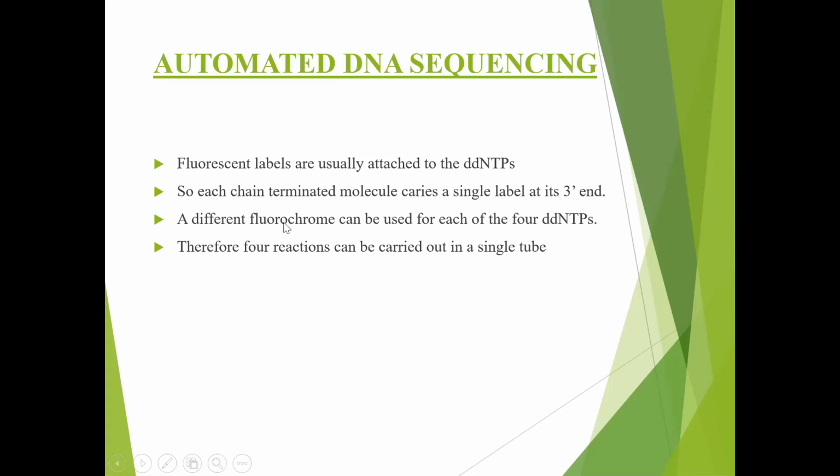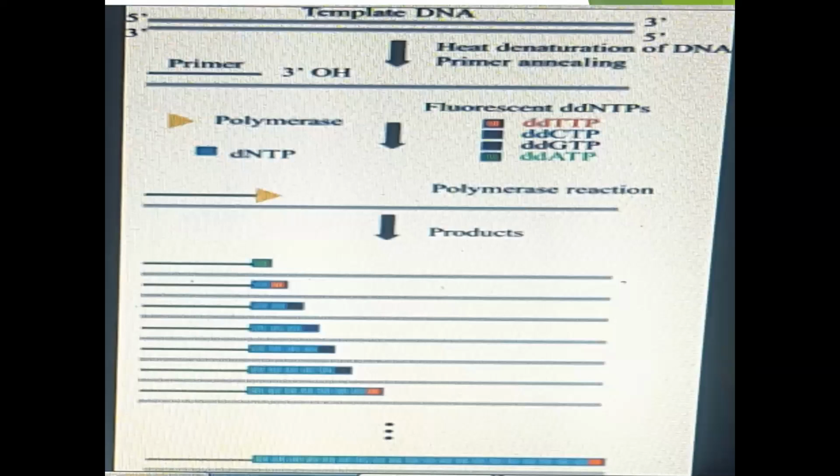And in this technique, a different fluorochrome is used for each of the 4 ddNTPs. Each ddNTP is labeled with a different fluorochrome. Since each ddNTP is labeled with a different fluorochrome, all the 4 reactions can be carried out in a single tube. In Sanger's method, why did we carry out 4 different reactions? Because we were using 4 different chain terminators. Since in automated DNA sequencing each terminator is labeled with a different fluorochrome, all the 4 reactions can be carried out in a single tube. This is another advantage of automated DNA sequencing. That's how the whole technique could be automated.